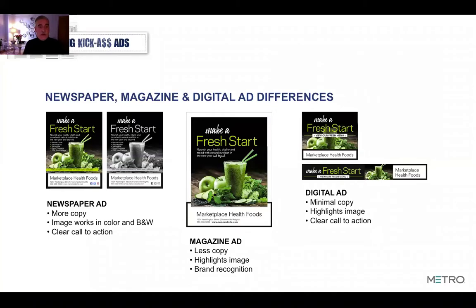And finally, in this section, we're talking about the difference between newspaper ads, magazine ads, and a mobile or digital ad. With newspaper ads in general, we have more of an opportunity to include more copy, be more explanatory about the product or the service. And the image works in color and black and white, which we know in newspapers we need to employ often.